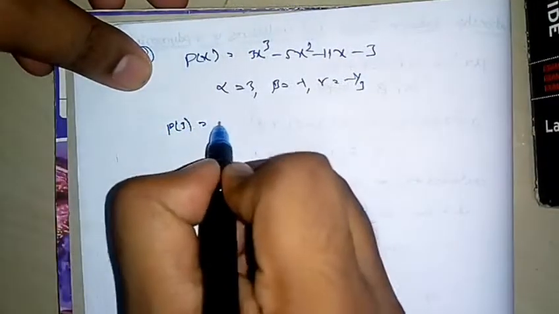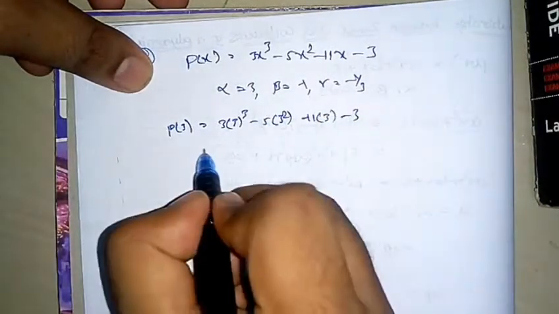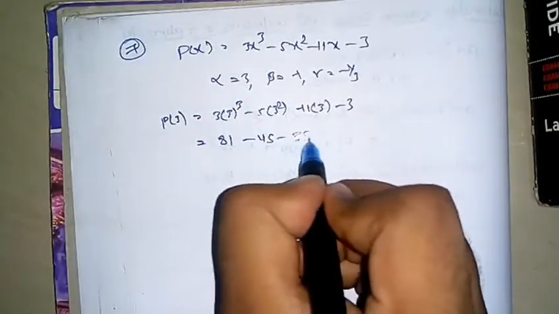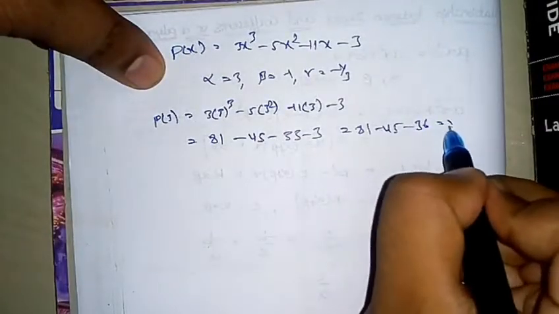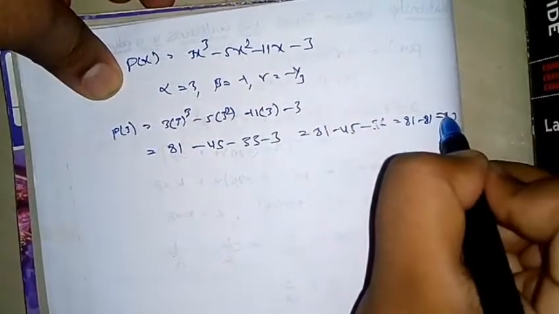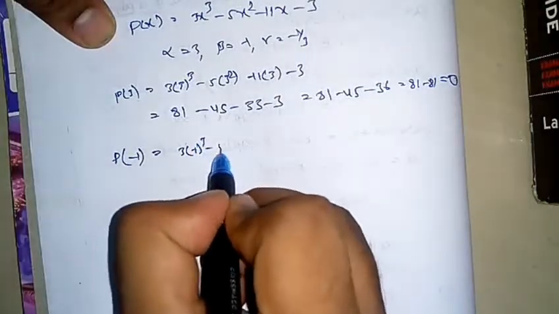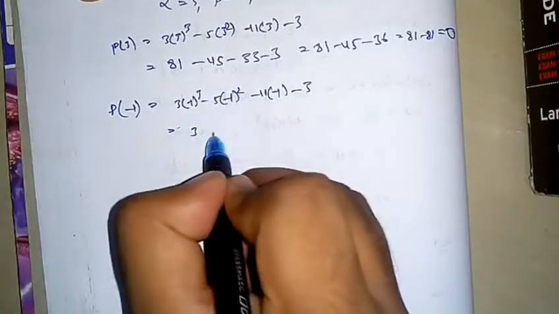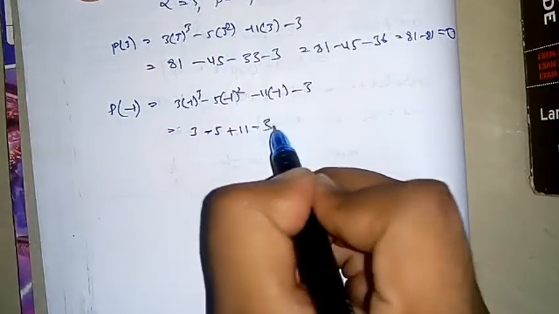p of 3 will be equal to 3 into 3 cube minus 5 into 3 square minus 11 into 3 minus 3, which is equal to 27 times 3 is 81, minus 9 times 5 is 45, minus 33 minus 3, which is equal to 81 minus 45 minus 36, which is equal to 81 minus 81, which is equal to 0. Therefore this is a root of the given equation. Now x equal to minus 1, p of minus 1 is equal to 3 into (minus 1) whole cube minus 5 into (minus 1) whole square minus 11 into minus 1 minus 3, which is equal to minus 3 minus 5 plus 11 minus 3.